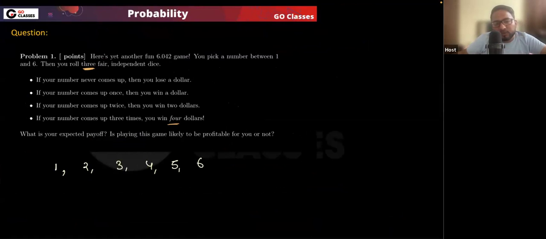Then let's suppose your number is 4. Then you are rolling dice 1, dice 2, and dice 3. So basically you are rolling 3 dice. If your number comes up in all of the dice, then you are winning $4. If your number never comes up, you are losing $1. If your number comes up once, you are winning $1. Do you want to try this question?